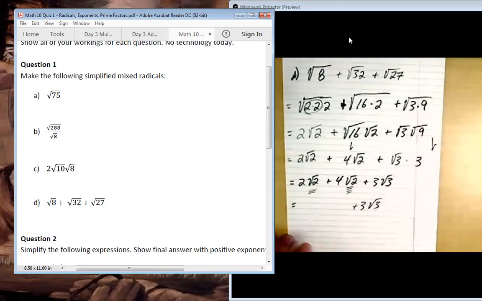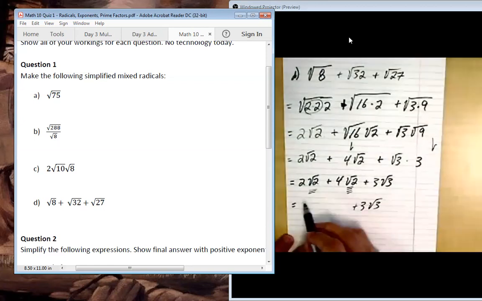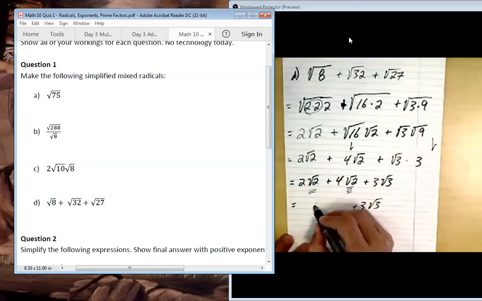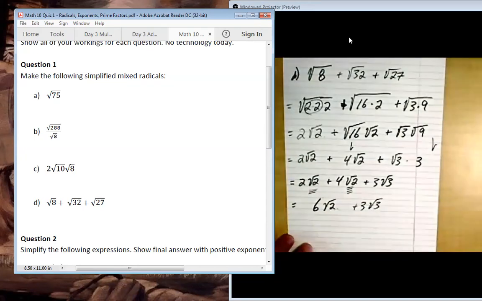Okay, now how about those? Yeah, it's going to be 6, right? 2 bananas plus 3 plus 4 bananas, 6 bananas. Okay, there we go. Success. Any questions about that one?